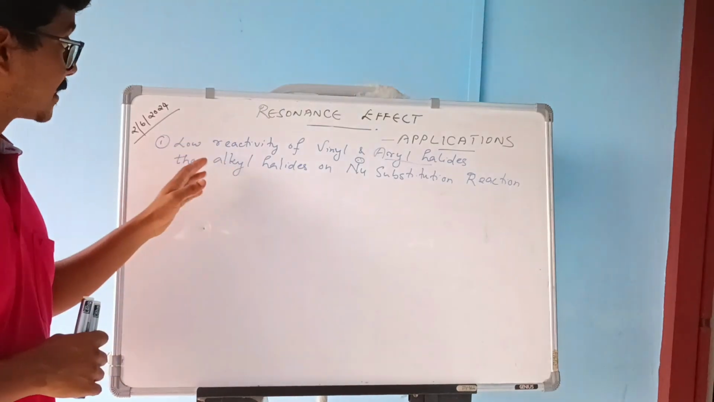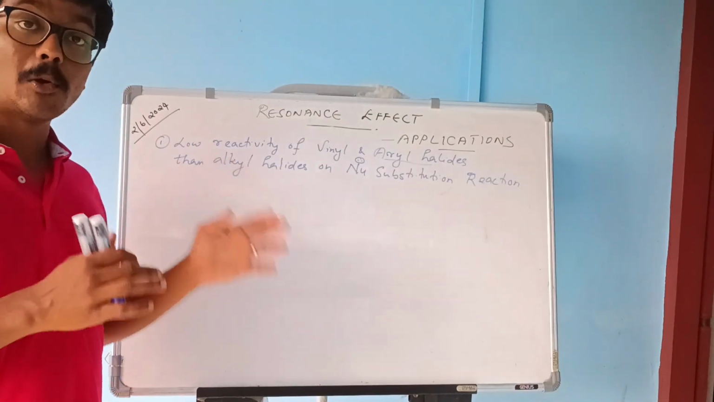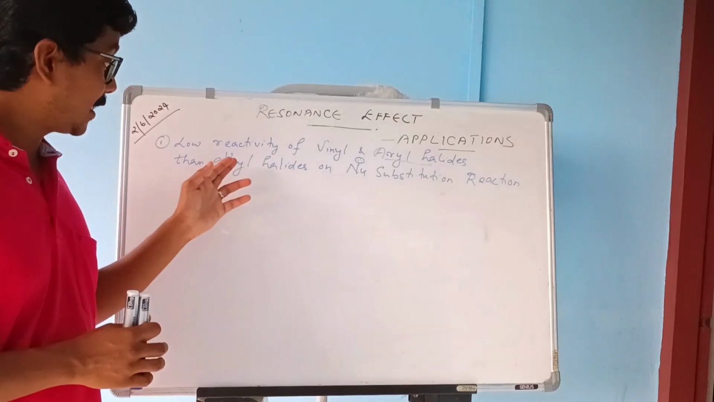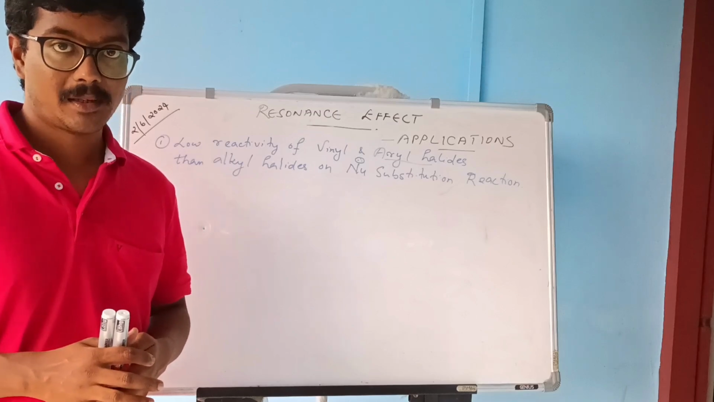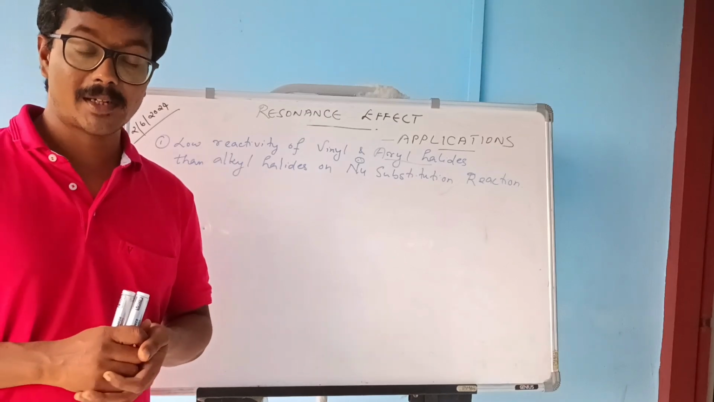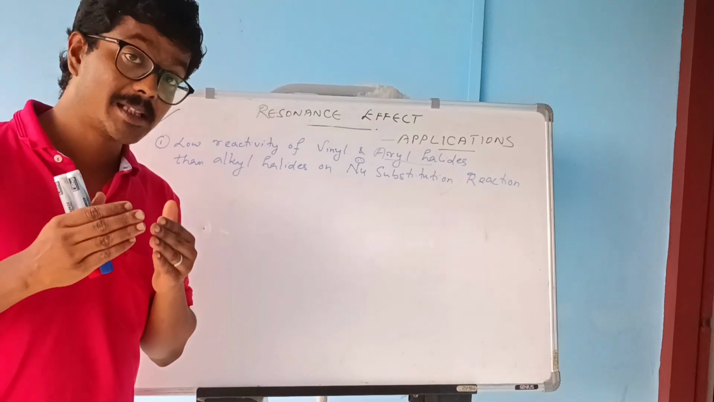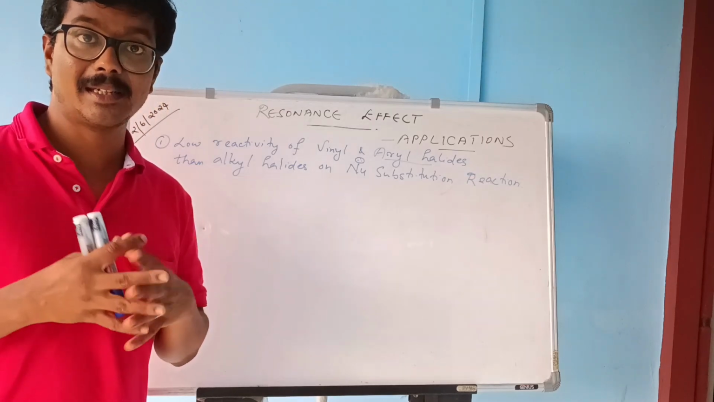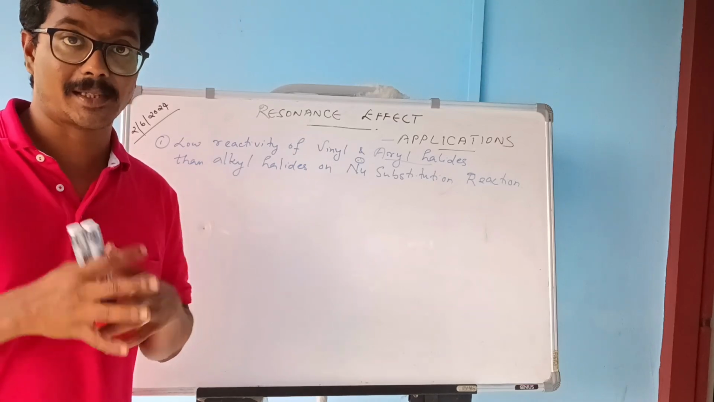And here we are going to discuss its applications. The first application is the low reactivity of vinyl and aryl halides when we compare with alkyl halides on nucleophilic substitution reaction. As you all know, what is a nucleophile? A nucleophile is a substituent or a species which has a lone pair of electrons, an electron rich species, so which needs a positive center to attack.